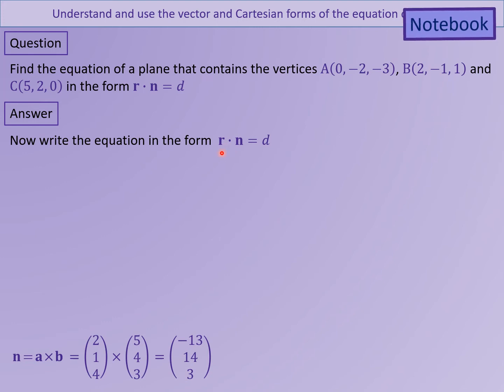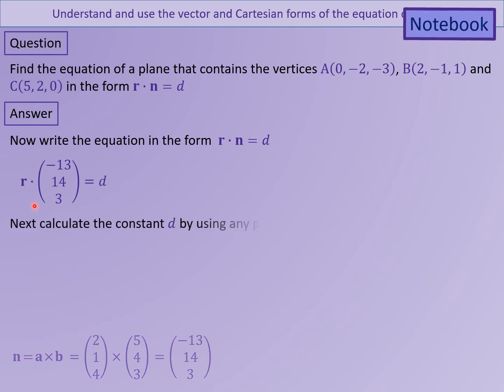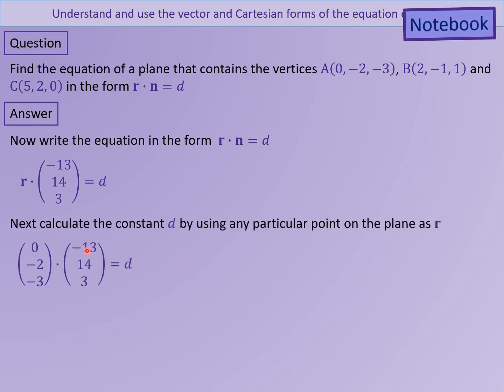Now I've actually got 3 choices then. I could use that one, A, I could use B, or I could use this one here, which is C. Any of those should be able to help me work out D. So I'm going to use, in this case, A. I'm going to dot it with that one, and hopefully that's going to tell me what the D value is. So there we go, 0 times minus 13, minus 2 times 14, minus 3 times 3 equals minus 37. My D value is going to be minus 37.